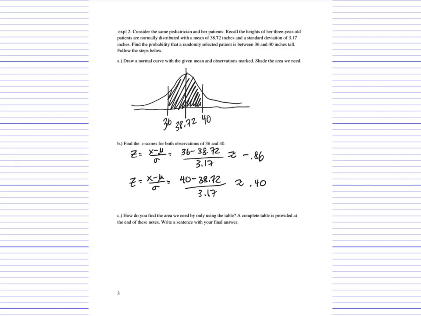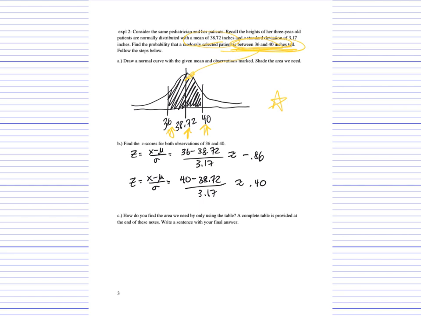Okay, so I've done A and B here. Notice I did draw my picture. I have it centered in where they told me the mean was. And I have 36 and 40 marked. And I want to know the probability that a randomly selected patient is between 36 and 40 inches tall. And so I shade the area under the curve between 36 and 40.